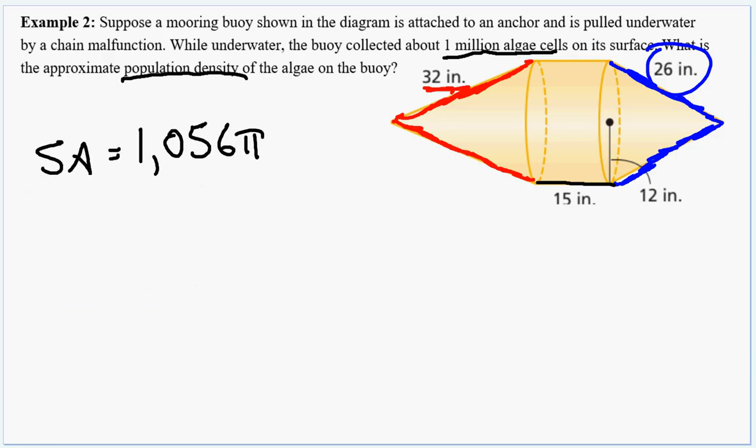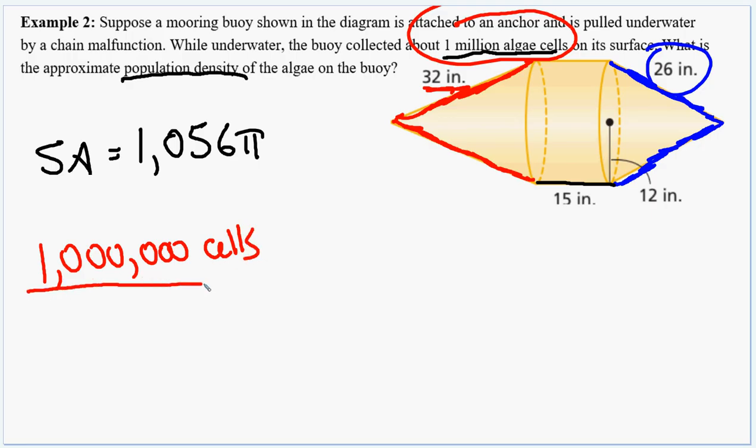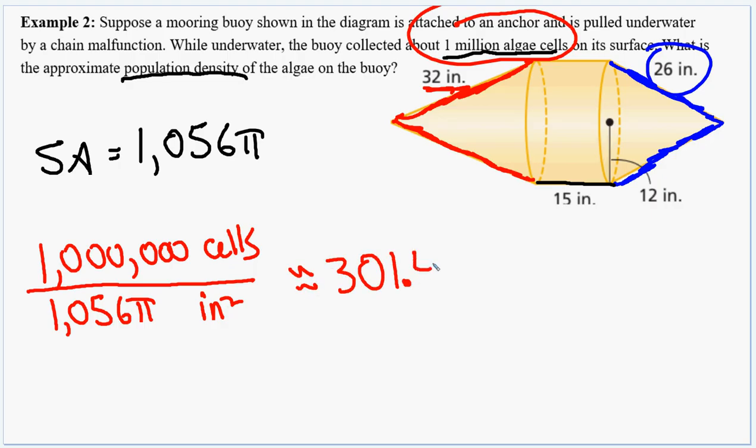So I underlined it up here. It is in red. We have 1 million algae cells. We're going to divide our total population by 1,056 pi inches squared. When we do that division, the calculator tells me it is approximately 301.4. Remember, our units will be numerator units per denominator units. So that is 301.4 cells per inch squared. There we go. There's our population density.